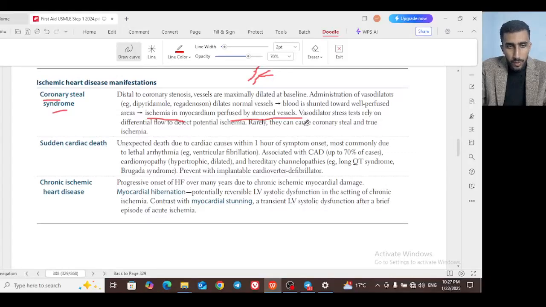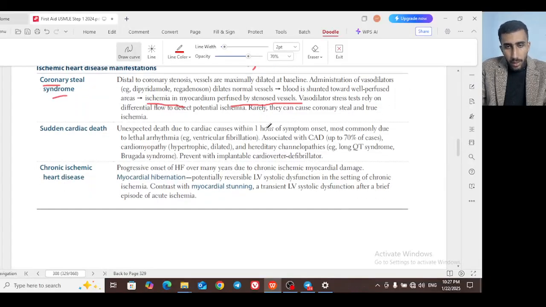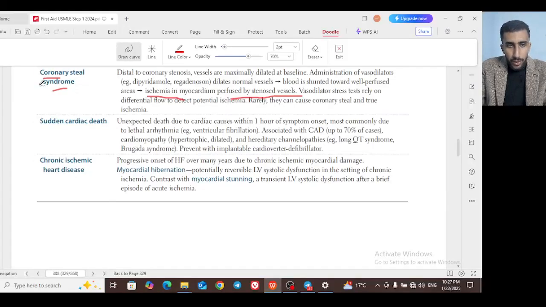So this is the basis for vasodilator tests such as dipyridamole. This vasodilator stress test relies on the differential flow to detect potential ischemia. There are some adverse effects of this: it may rarely cause coronary steal and true ischemia, and you put your patient in danger by doing this test. So this is coronary steal syndrome.